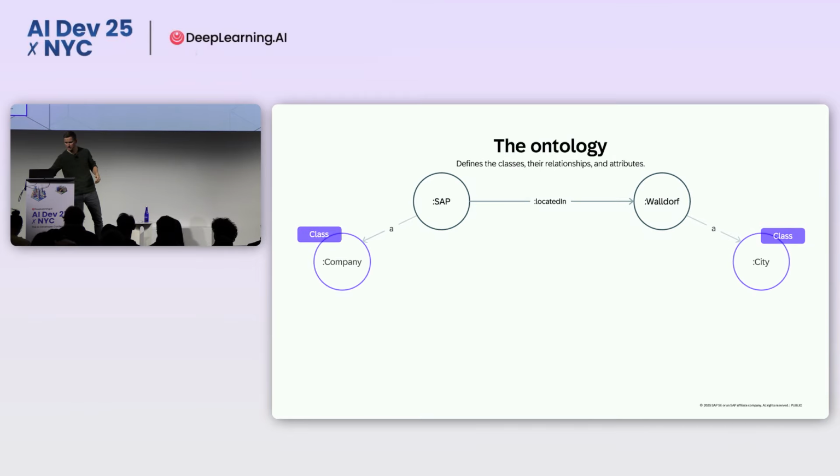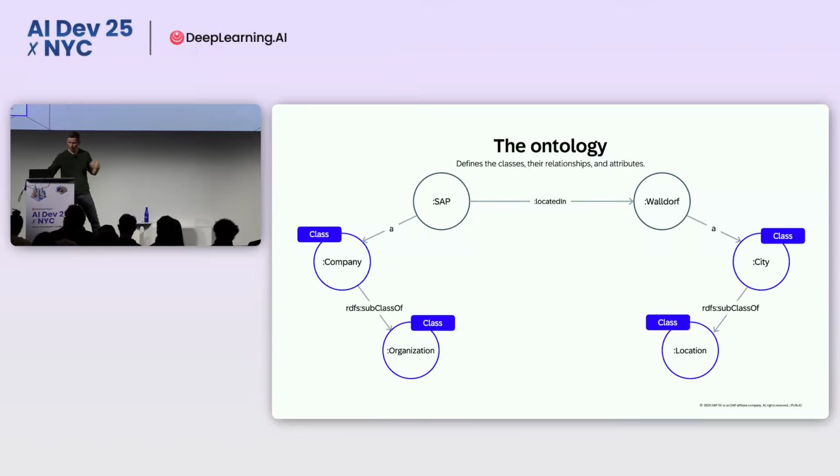So you could say that SAP is a company, Walldorf is a city. And then you can also introduce hierarchies of these classes. So you could say company is a subclass of an organization, and there could be other organizations like university is also some kind of organization. Or city is a subclass of location, and there could be other types of location like countries.